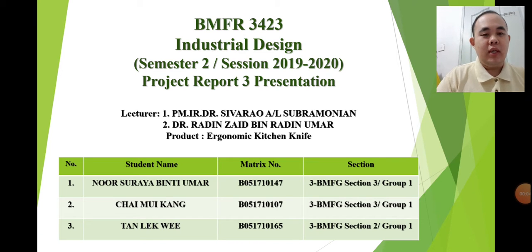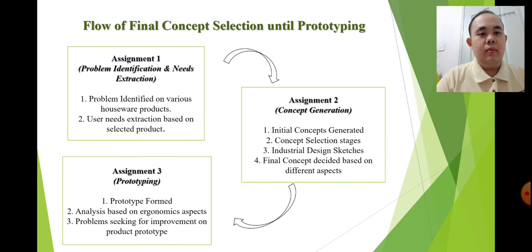Today I would like to present assignment 3. So the first one, I will be showing the flow of final concept selection until the prototyping. In our first assignment, we have done the problem identification and also needs extraction. We identify the problem on various houseware products, and then we extract the user needs based on selected product. Then we translate the user needs into a needs statement.